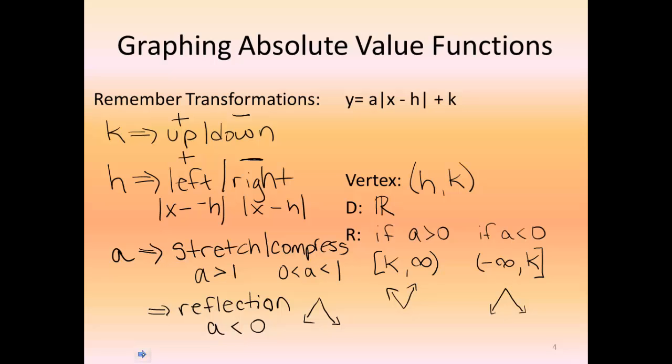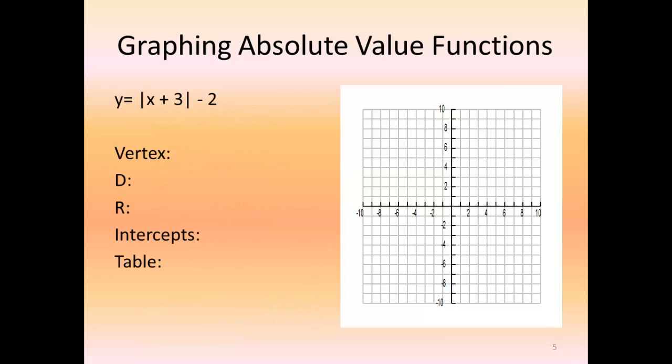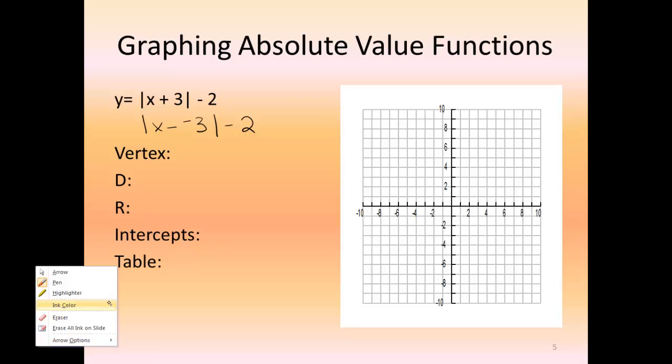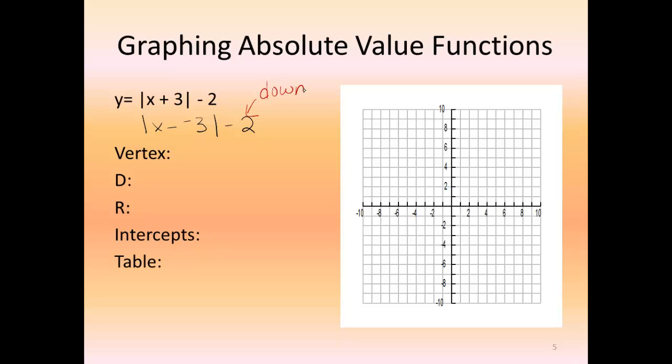Let's see a basic one and see how it works. Inside of the parentheses, if you want to rewrite it with a minus sign, this is x minus -3 and then -2. The -2 on the outside is going to move the graph down 2. The minus a -3 is going to move my graph left 3.